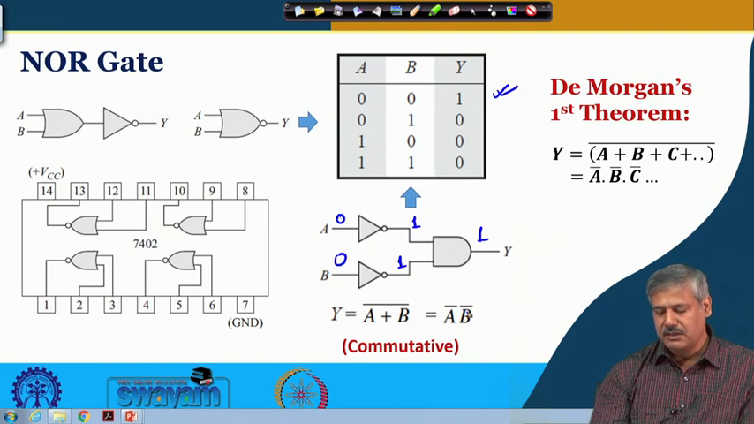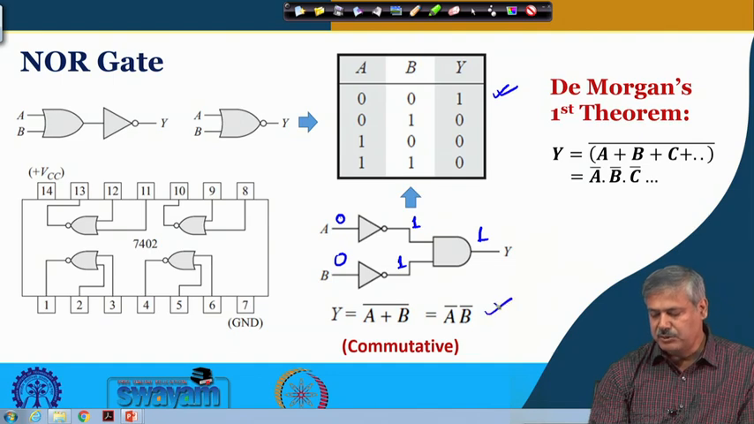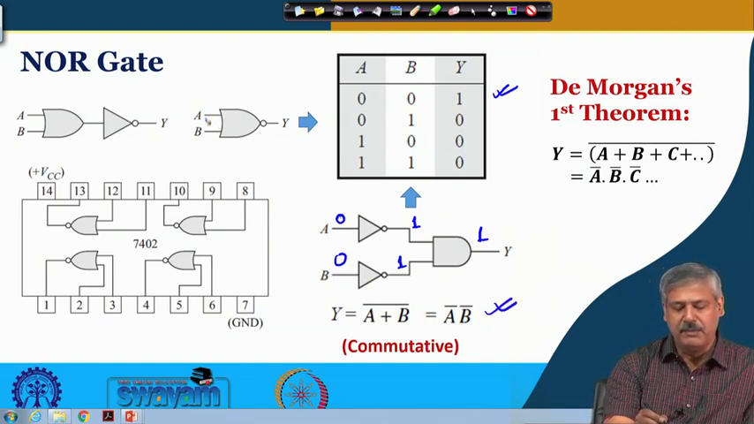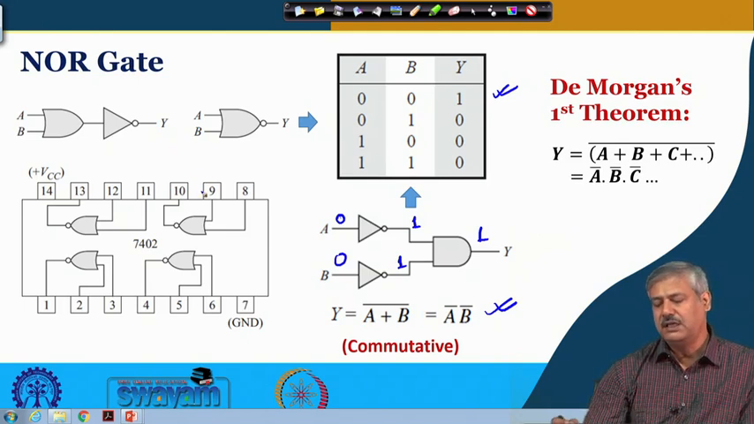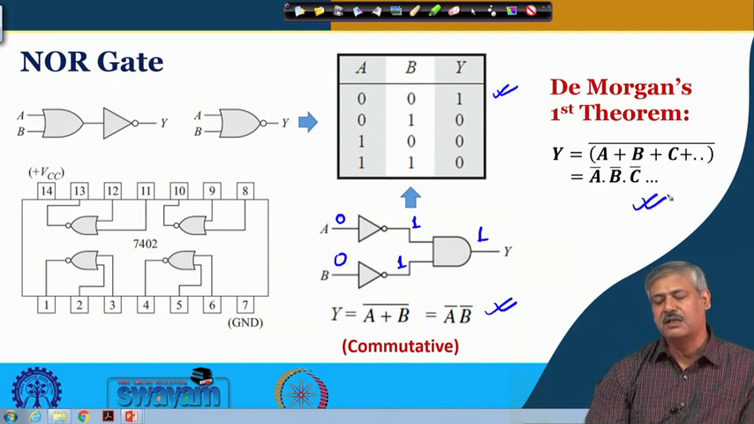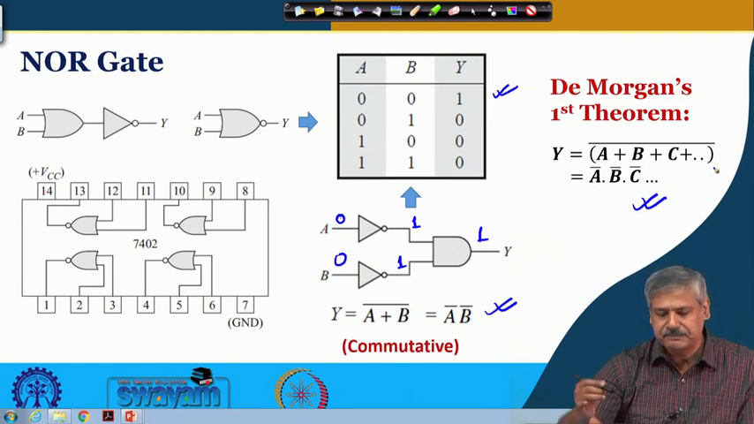So we can write this as A plus B prime equals A prime and B prime as well. And we can see that this is also commutative, the way we have seen, and we can extend this for more variables. Instead of A, B, if you have C, D and so on, you can extend the same thing the way we did for the 2 variable case, and we arrive at De Morgan's first theorem, which is represented in this manner. This is clear?